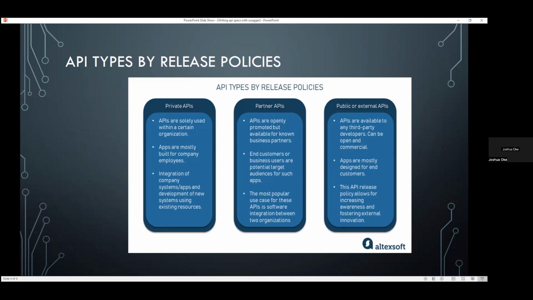And then the third one, which is the more common one, for example the ones you find on a website like rapidapi.com, is the public or external API. These are open to the general public. They can be commercial, that is, you may have to pay to use them. They can be free, or they can be freemium. Freemium would be that you have maybe 100, 200 calls that are free, then afterwards you have to pay for every API call that you make. In such cases, the apps are designed for end users, end consumers alone. They are not expecting that you're going to take that API to create another API or things like that. So those are the APIs by release policies.